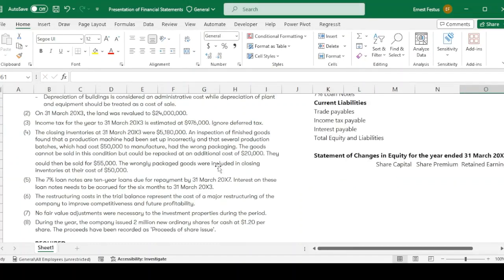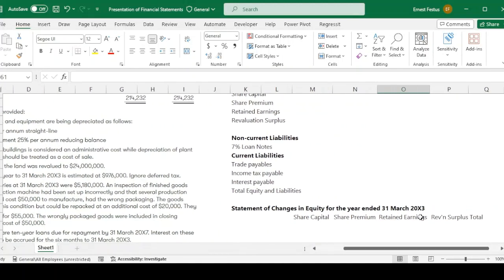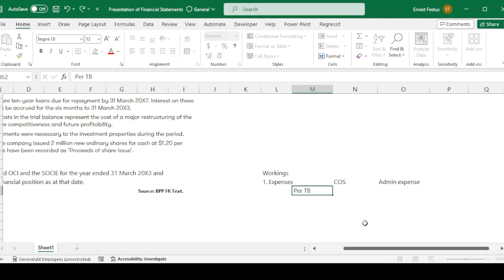The second one, now reading through the question, you realize that administrative cost has also been affected by depreciation, which means that the administrative costs have to be adjusted for. So I'll also bring that here, admin expense. So what do we have to do here? To make life easy for me, I'll just write per trial balance.